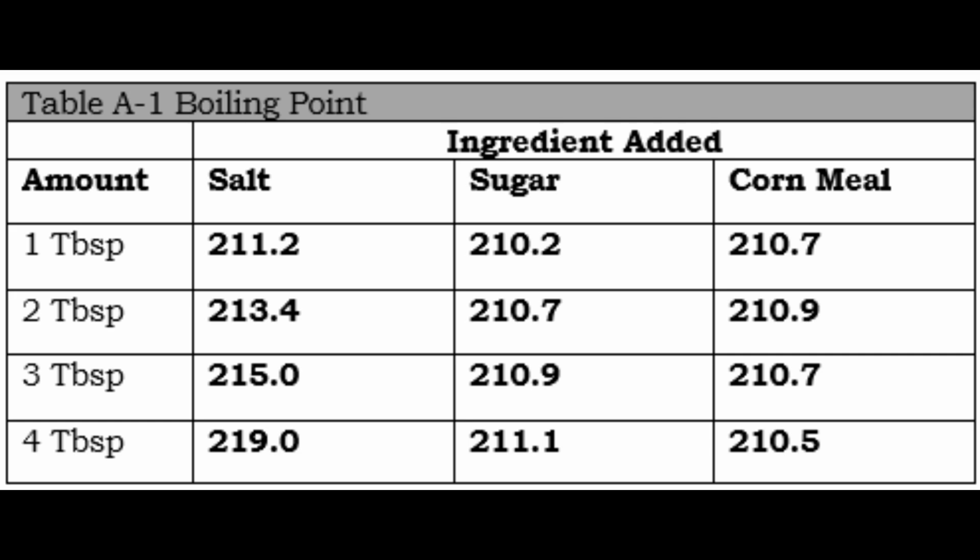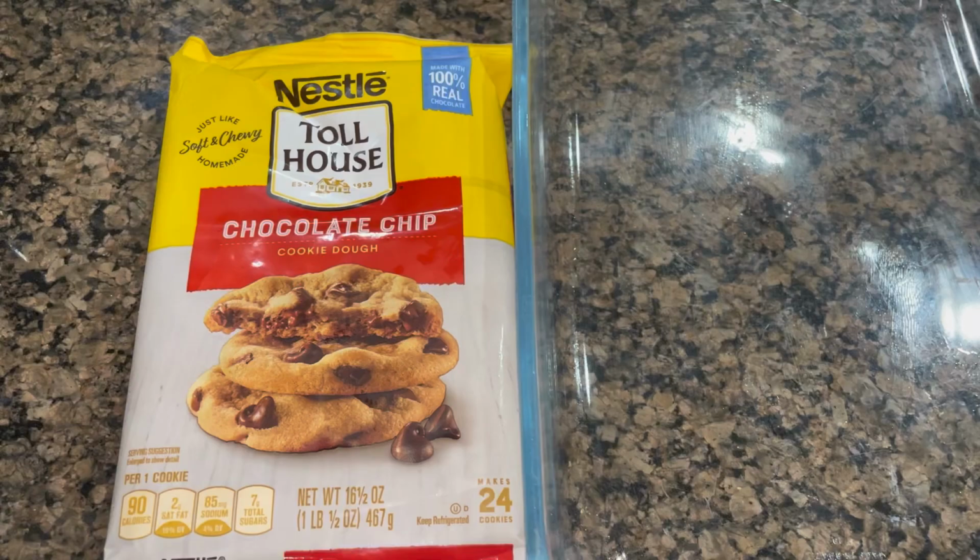On the other hand, cornmeal had the least effect because it doesn't really dissolve into the water but has little solid parts. Due to that, it doesn't mess with the water molecules as much to affect the vapor pressure, so the boiling point doesn't really change much.